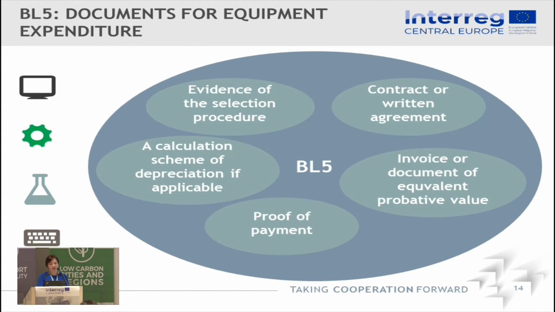The next budget line is equipment expenditure. So here again, evidence of the proper selection procedure according to the EU, national or programme rules, depending on which type of beneficiary you are and the amount of the contract, and a written agreement fulfilling all the requirements as for the previous budget line. As I told you, in case the depreciation is applicable and you use a calculation scheme for it, you would need to provide the calculation scheme, an invoice or document of equivalent probative value, also fulfilling the requirements, and proof of payment, which is, for example, a bank statement.